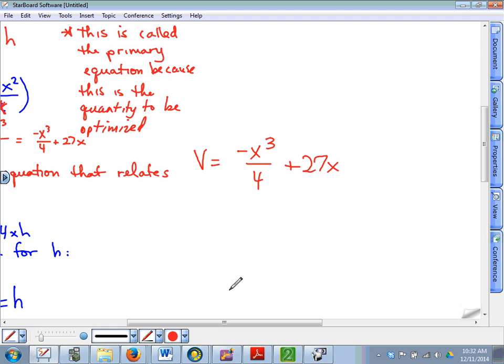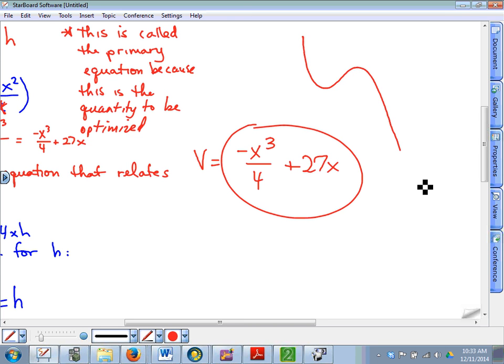Okay, guys, hold on. What are we trying to find? A maximum volume. So this graph right here is a cubic. It's negative x to the third over 4 plus 27x. It's a cubic function, which looks something like this. So it has relative extrema possibly. We've got to figure out which one. We want a max. So let's take the derivative.